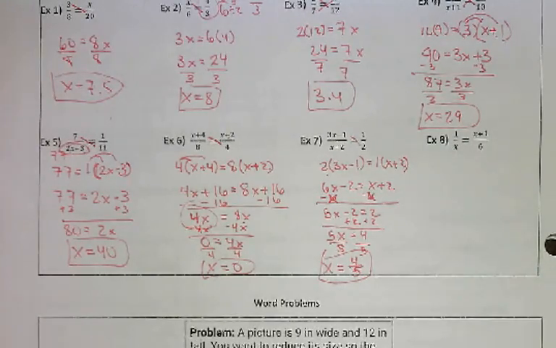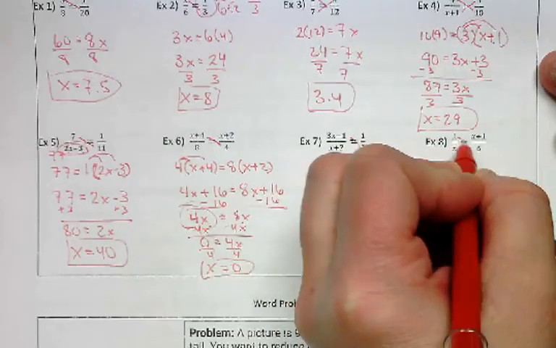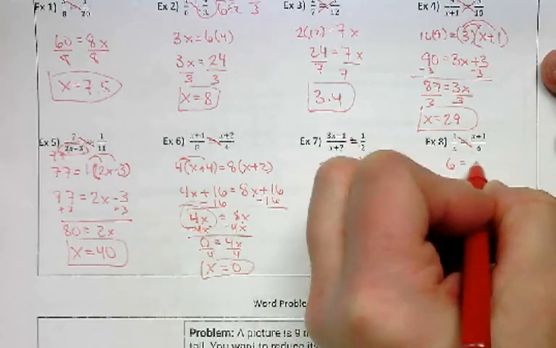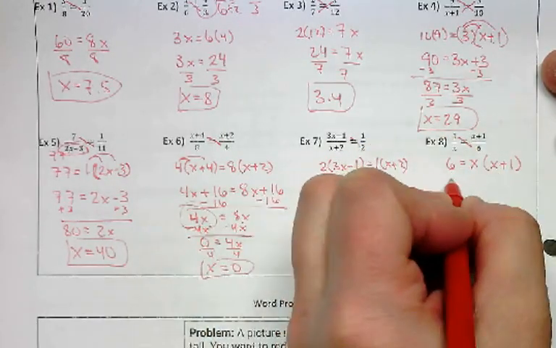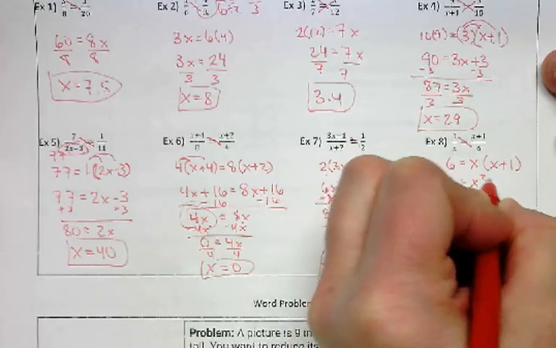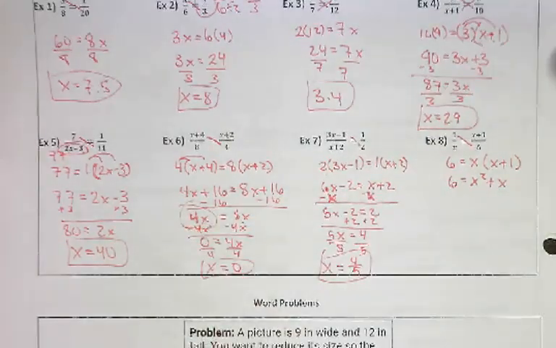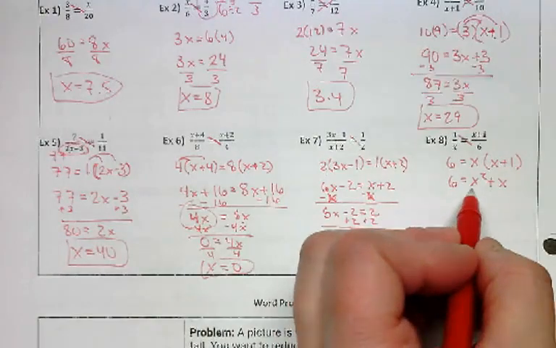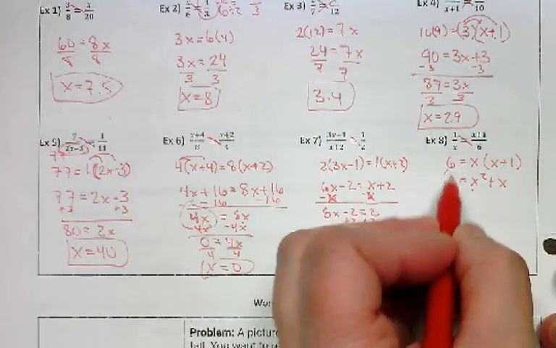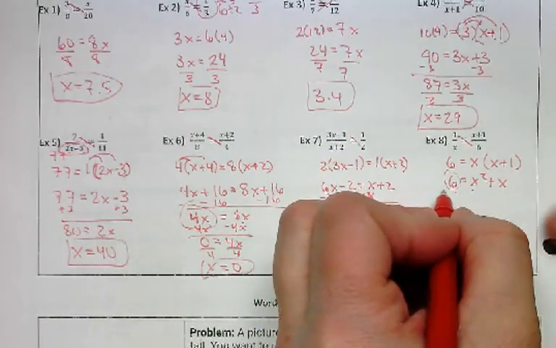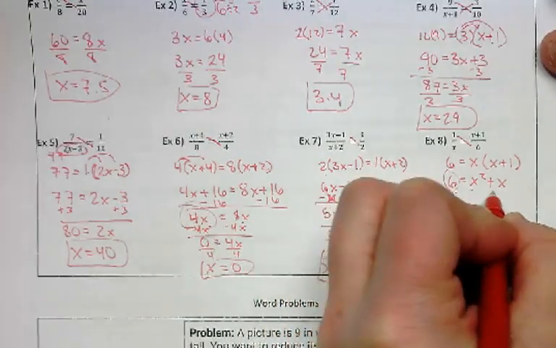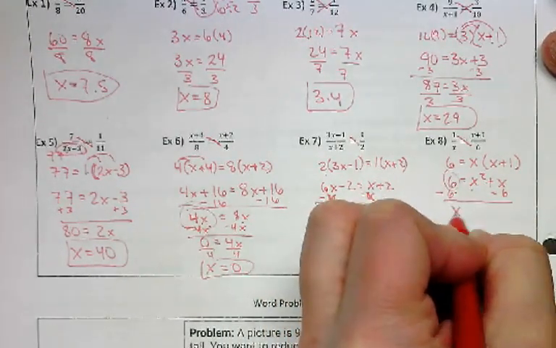Okay, so here we're going to have 1 times 6, which is 6, equals x times x plus 1. Okay, so now I'm going to have 6 equals x squared plus x. Oh, look, this has an x squared in it. It has an x and it has a constant. So it's looking like it's going to be a trinomial that I'm going to have to factor. So I'm going to subtract 6 from both sides, and I get x squared plus x minus 6.